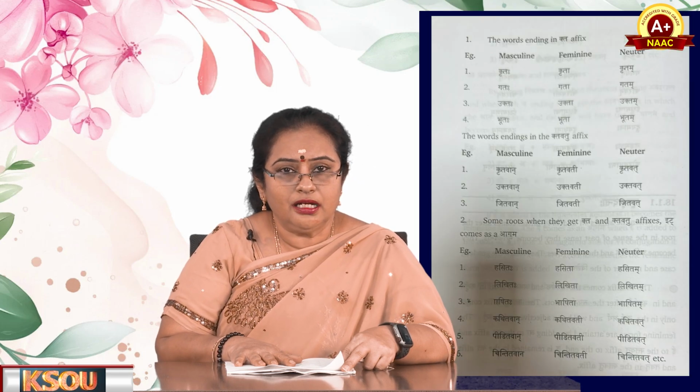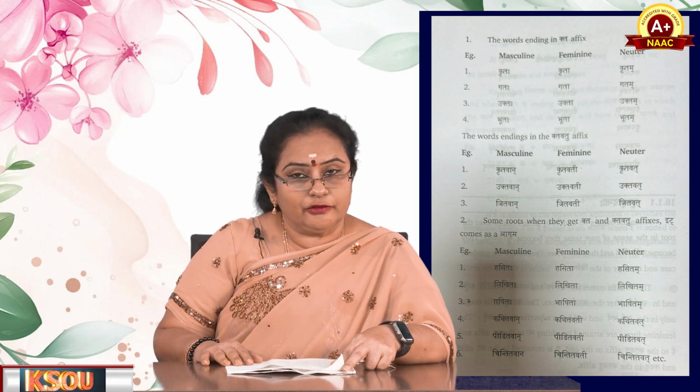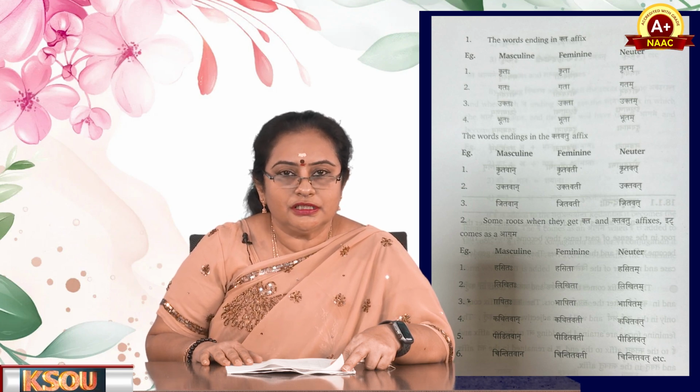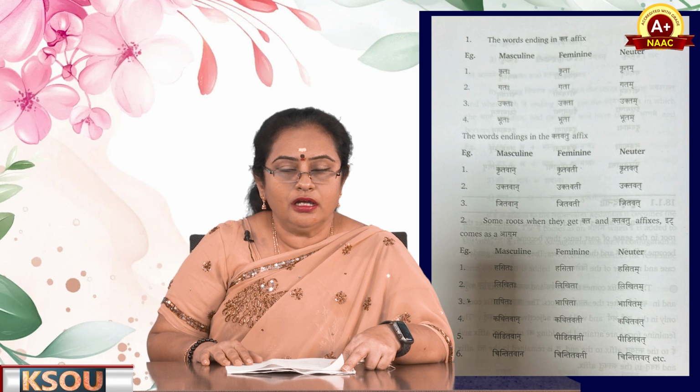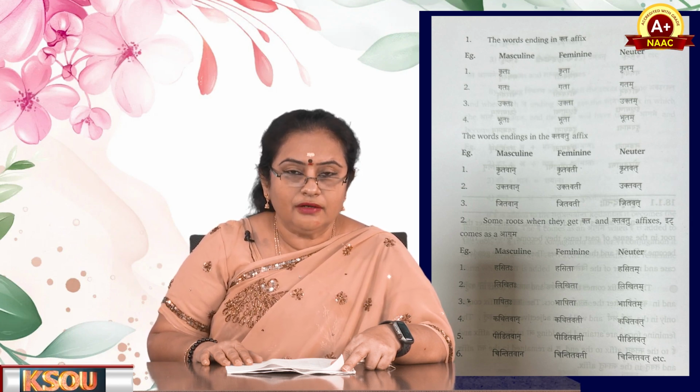The words ending in the kta affix in masculine gender, feminine gender and in neuter gender are like this. A few examples. Krutaha, kruta, krutam. Gataha, gata, gatam. Nataha, nata, natam. Bhutaha, bhuta, bhutam, uktaha, ukta, uktam, etc. The words ending in the tavatu affix, let us see in masculine gender, feminine gender and in neuter gender. Krutavan, krutavati, krutavat. Uktavan, uktavati, uktavat. Jitavan, jitavati, jitavat.